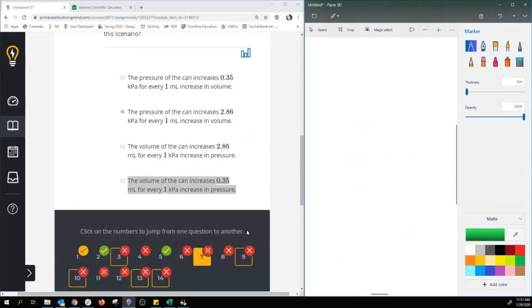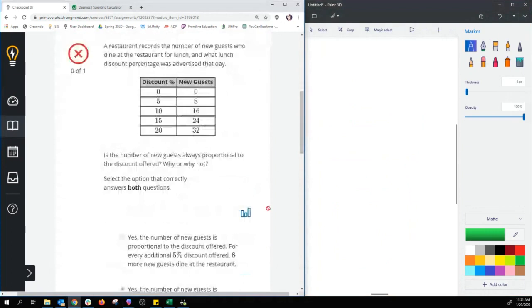All right. The next one. A restaurant records the number of new guests who dine at the restaurant for lunch and what discount percentage was advertised that day. Is the number of new guests always proportional to the discount offered? Why or why not? Okay, so for this question, when you're figuring out if a table is proportional or not, what you're going to do is write your Y over X for every single one of your coordinate pairs and see if they reduce to the same number.